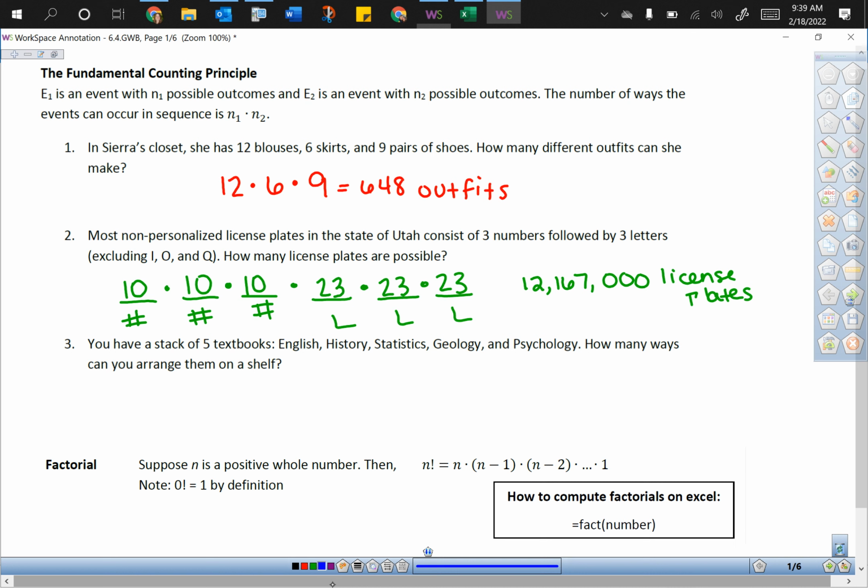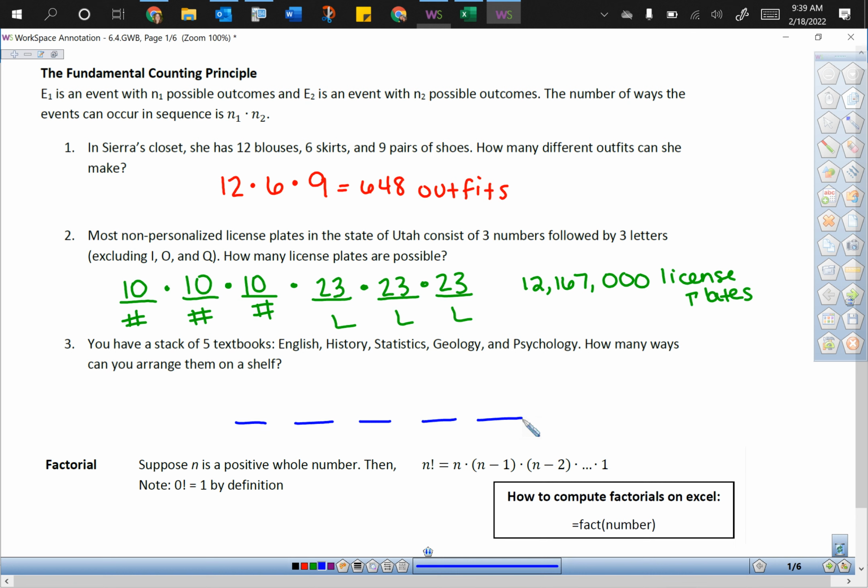Make sure that you multiply. Good. All right. So let's look at number 3. Number 3 says you have a stack of 5 textbooks: English, history, statistics, geology, and psychology. How many ways can you arrange them on a shelf? Ooh, I don't know. How many books do we have? 5. So we're going to have 5 books, and that means we're going to have 5 different slots to put them in. Slot 1, 2, 3, 4, and 5. Does that make sense?